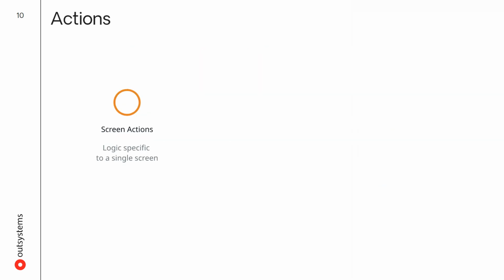There are three types of actions that can be defined in OutSystems. Screen actions are defined inside a screen and are usually bound to the widgets that are part of that screen. For instance, a screen action may be executed whenever a button is pressed. Since they are defined inside a screen, their scope includes what is defined at that screen's level. So, besides screen widgets, the scope also includes aggregates defined at the screen level, screen input parameters, and local variables.